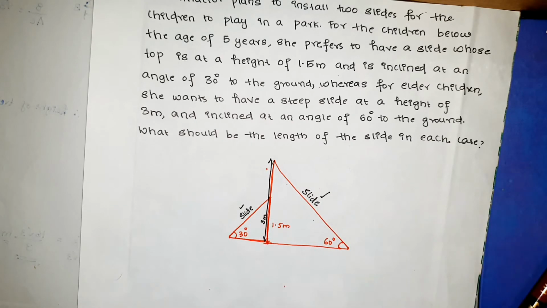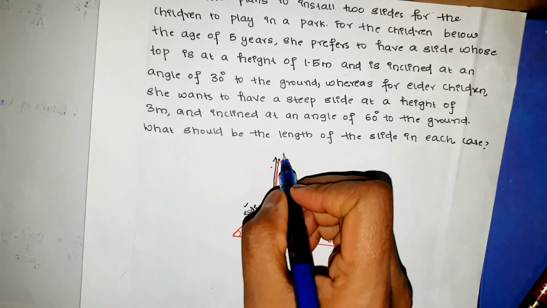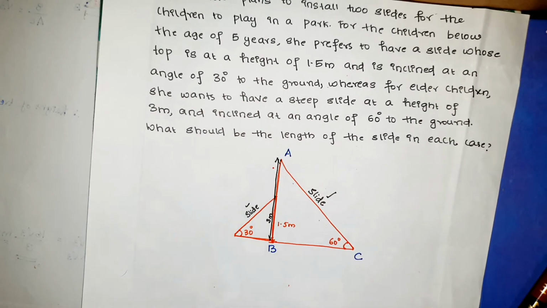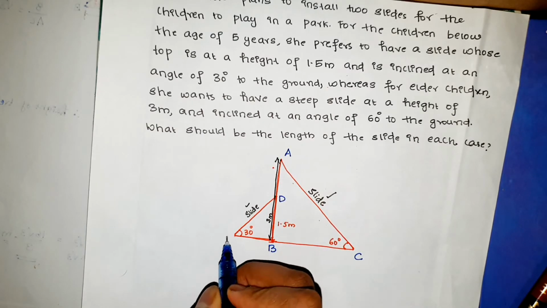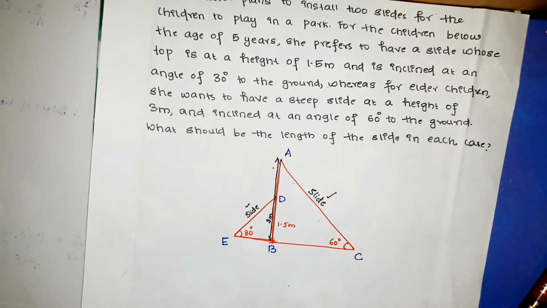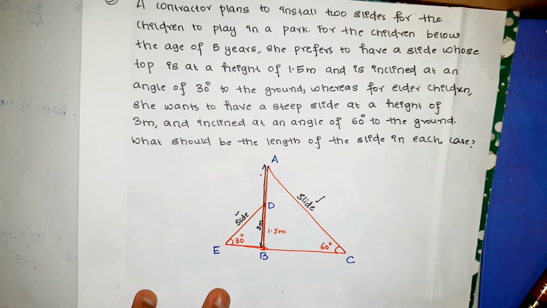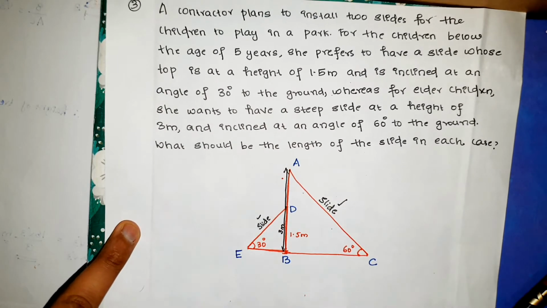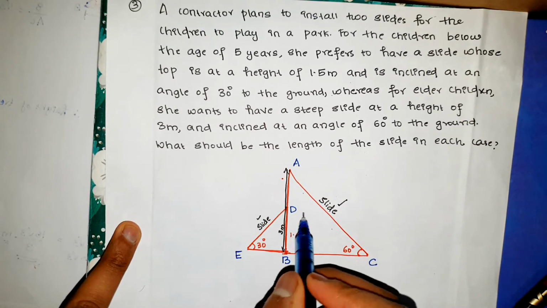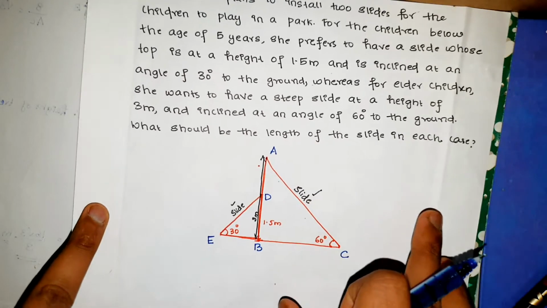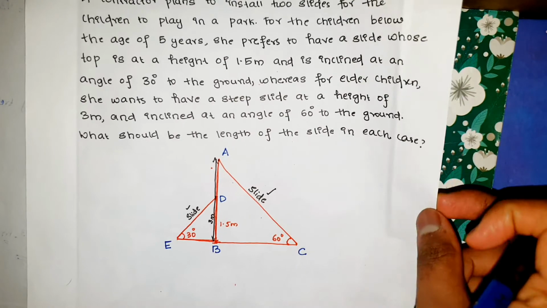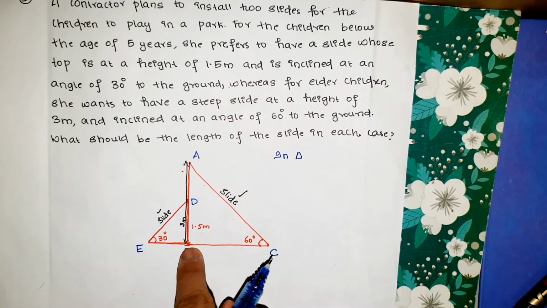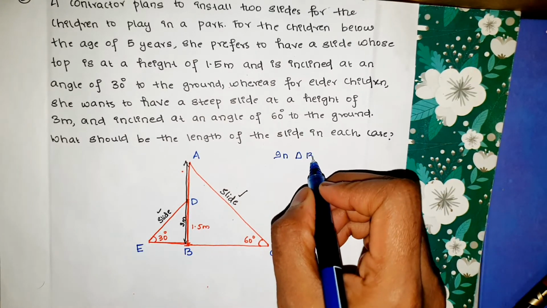Let us name these points. I am naming this as A. Let this be B, let this be C, let this be D and let this be E. Next we can take a triangle. First I am taking the triangle BDE, this small triangle first. In triangle BDE.